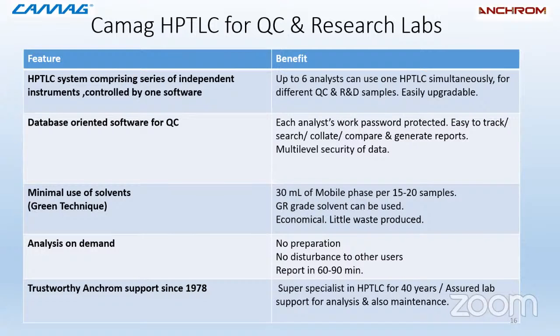And the system is easily upgradable. If you have a semi-automatic applicator, one can go for an automatic one, or if you are using a twin trough chamber, one can go for an automated development chamber. We have database oriented software for QC. What it means is, suppose I'm working on some sample, say for example a Piper sample, and I want to see the results of all the analysis files which I have created in the last 6 months. That is possible because we have SQL database software. You just type piperine in the search tab and you will get access to all the analysis files which have been created over a period of say 3 months or 6 months.